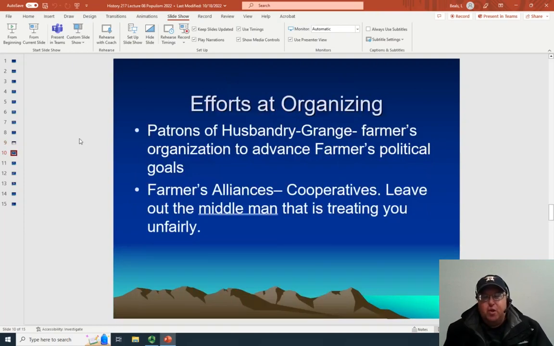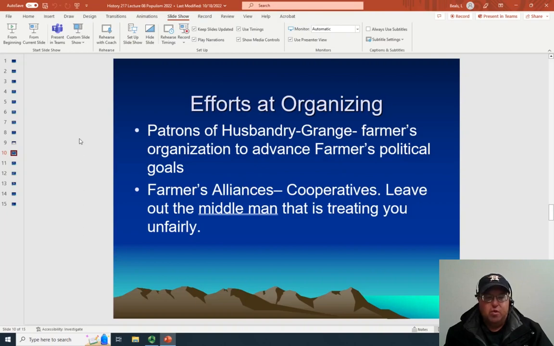The Patrons of Husbandry and Farmers' Alliances aren't as significant for Nevada as they are for the Midwest, but we can talk about how farmers during this era attempt to organize politically and economically. First, the Patrons of Husbandry, the Grange. The goal was to advance farmers' political goals through political action, campaigning for certain candidates, and even running as populist candidates themselves.